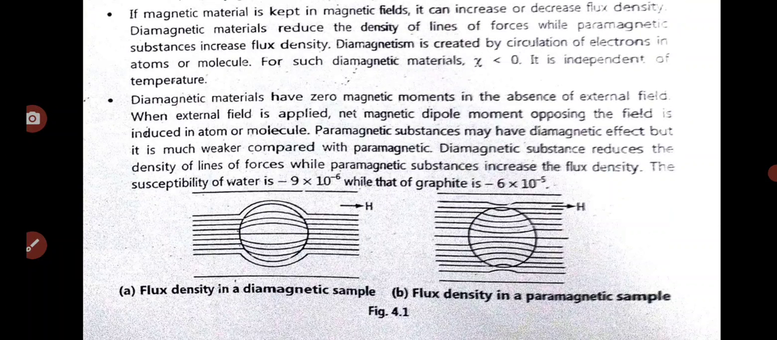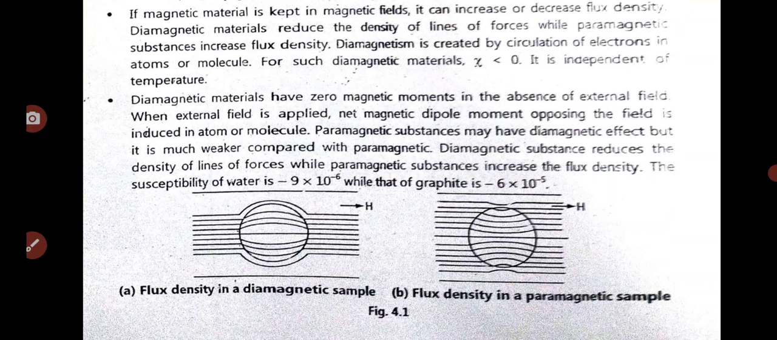A paramagnetic substance may have a diamagnetic effect, but it is much weaker as compared to the paramagnetic one. A diamagnetic substance reduces the density of lines of force, while a paramagnetic substance increases the flux density, as described by the diagram of flux density in the magnetic sample and in the paramagnetic sample. The susceptibility of water is minus 9 into 10 to the power minus 6, while that of graphite is minus 6 into 10 to the power minus 5.